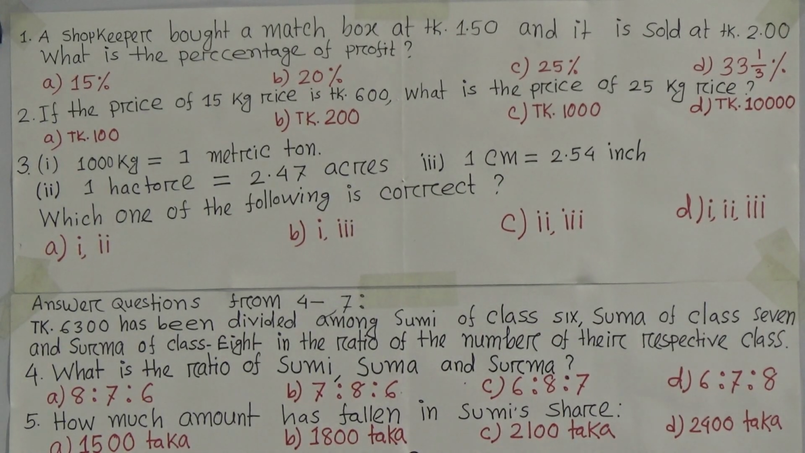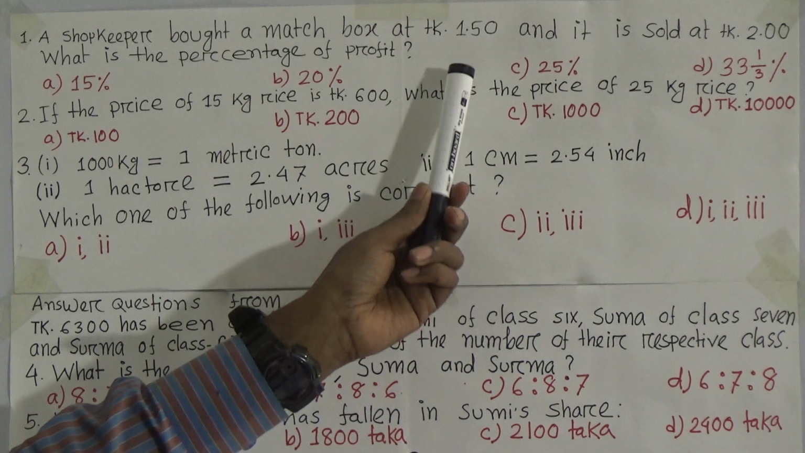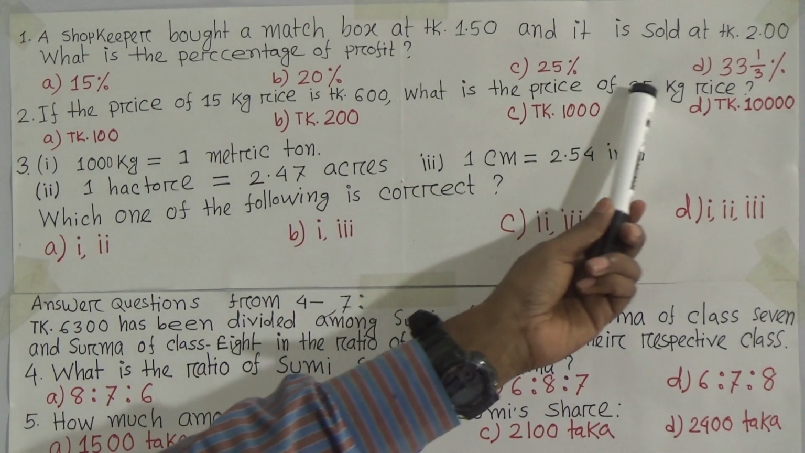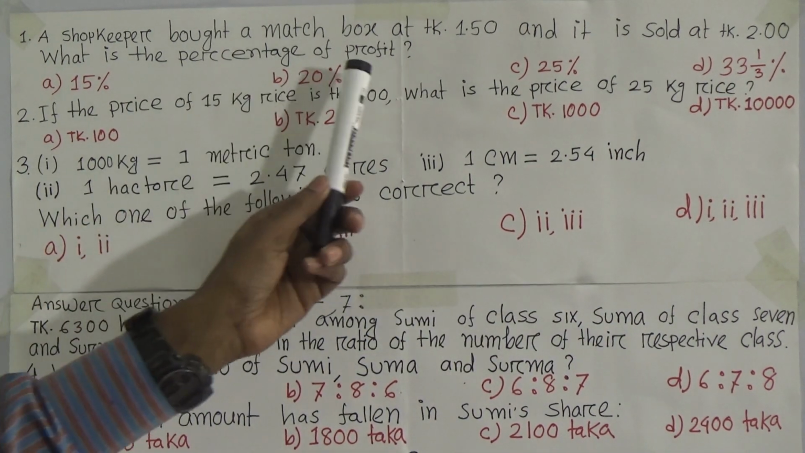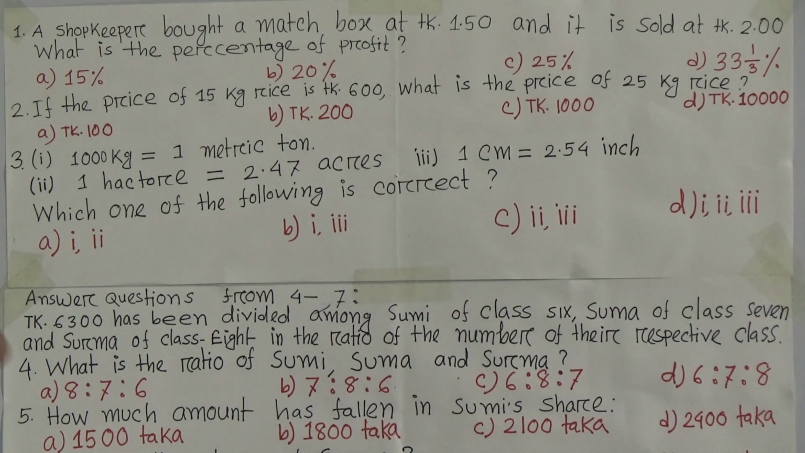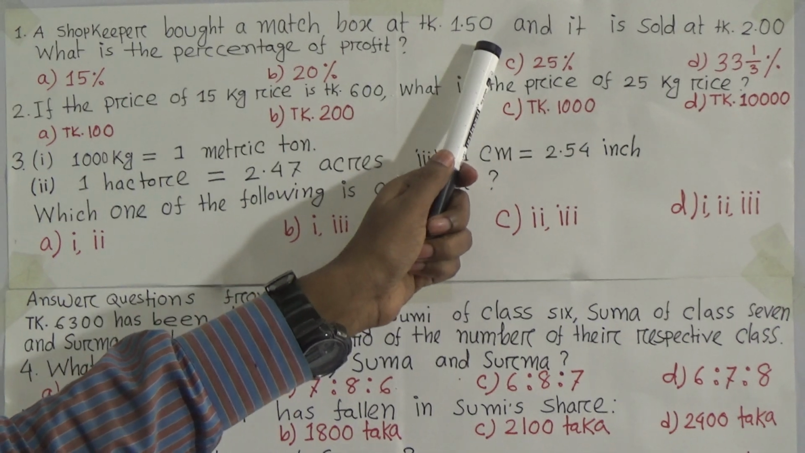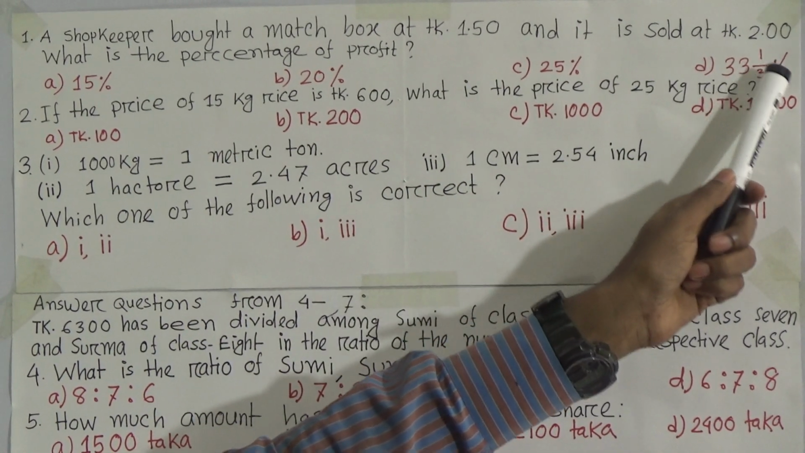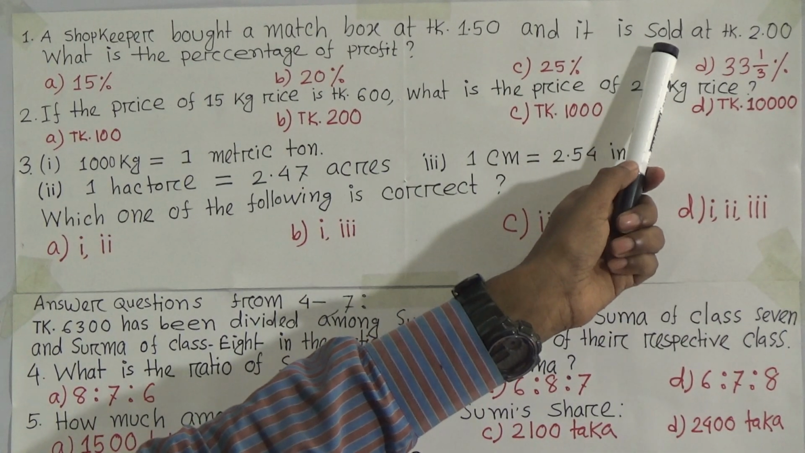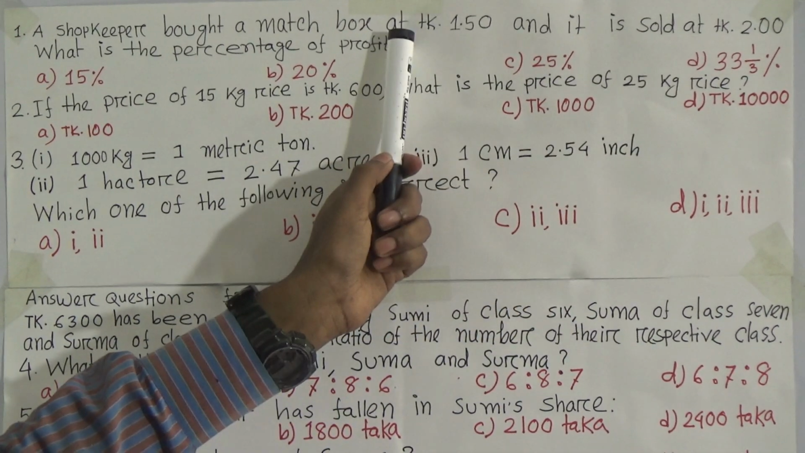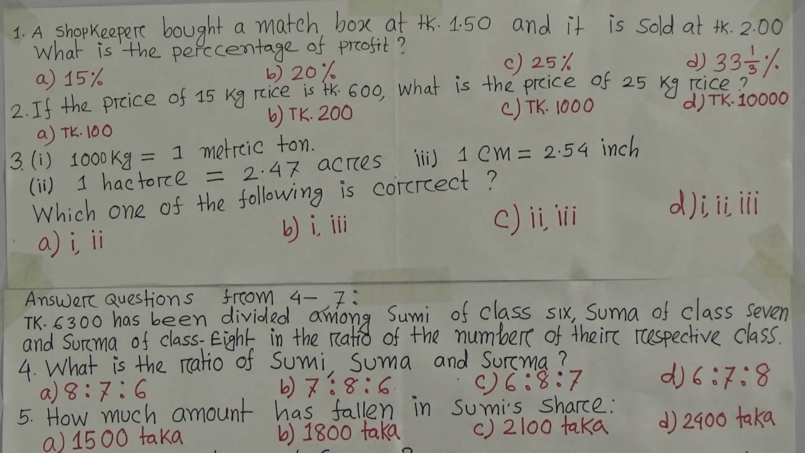At first, question number one, you read: a shopkeeper bought a match box at Taka 1.50 and sold it at Taka 2. What is the percentage of profit? Dear student, you see the cost price is 1.50 taka and the selling price is 2 taka. Here the selling price is more and the cost price is less, so this will be profit. So profit equals what? Selling price minus cost price.